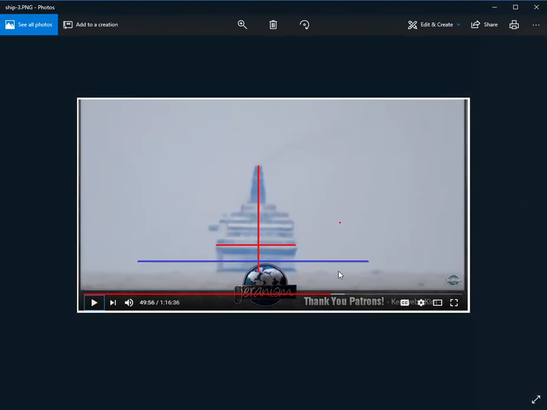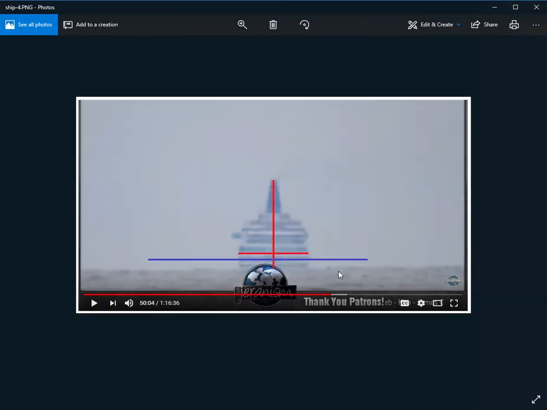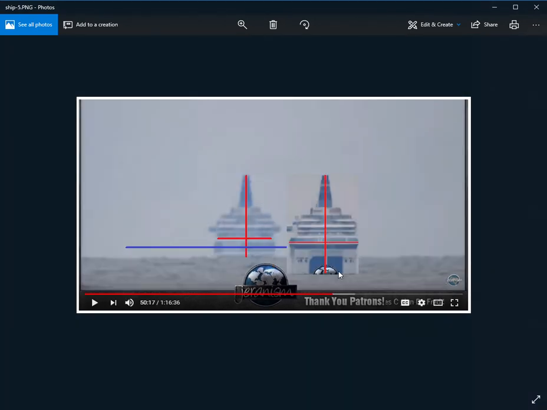Here is the third image. You can see the inversion to a greater degree now. Here is the fourth image. I think my blue line is actually a bit too low here. Here is the fifth and final image.